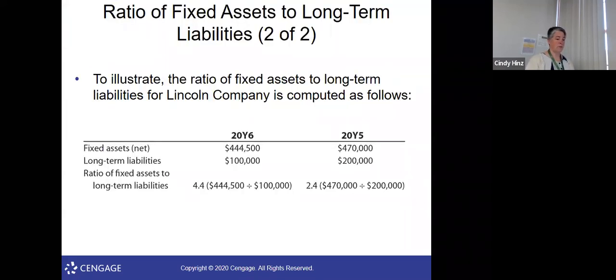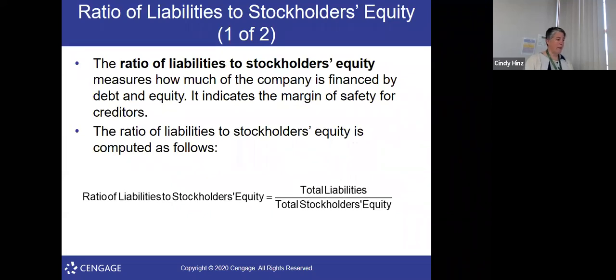I'm not going to look at that example. Here's this second formula. Again, you may want to make a note of this. Ratio of liabilities to equity. So this is our total liabilities and total equity. Those are both what I refer to as the credit side of the balance sheet. So we're looking at the relationship between how much we owe our creditors and how much our stockholders own.